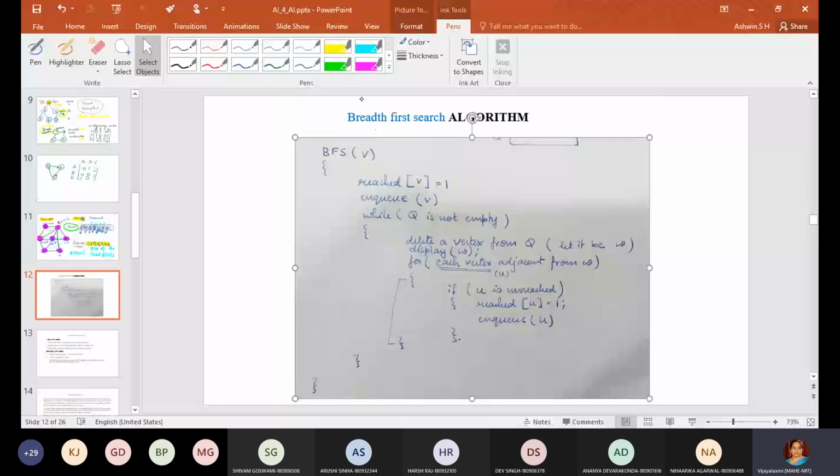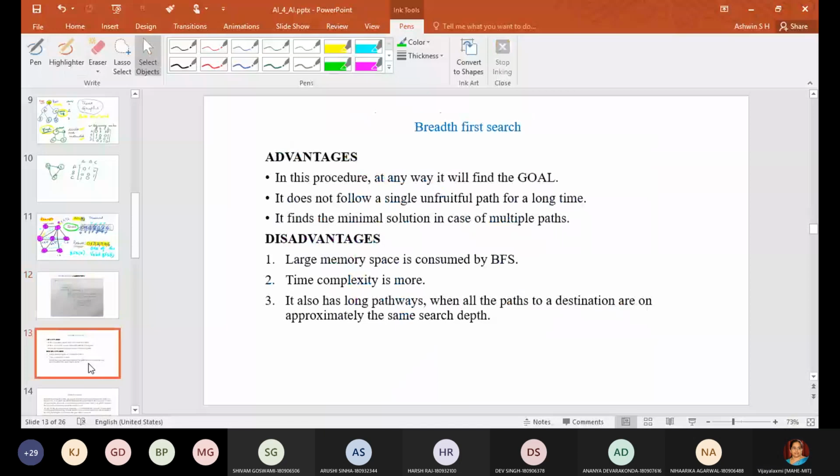Then I have used NQ of V. Then check whether Q is not empty, then delete a vertex from Q. Let it be W. So W will be displayed. Then for each vertex U adjacent from W, if it is unreached, then we make reached of U equal to 1, and we NQ that U. You can see this later if you want, but the approach I have told.